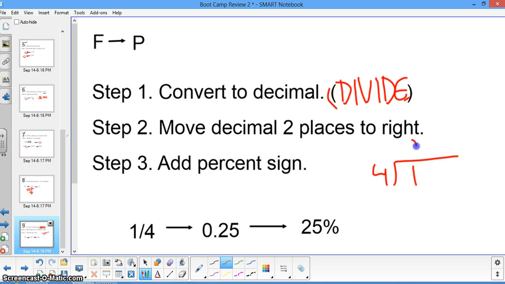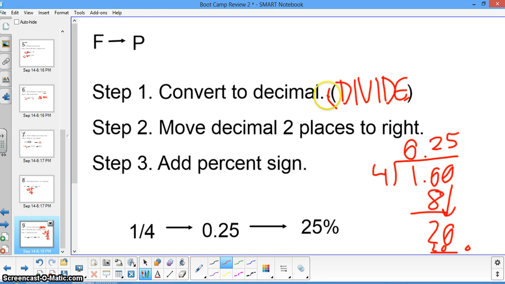4 goes into 1 0 times. Add your decimal. 4 goes into 10 2 times. You get 8. Remainder of 2. Bring down another 0. 4 goes into 20 5 times. So I have a 0 remainder. So that's how you get decimal 0.25. Again, those parentheses meant to divide. From there, move your decimal 2 places to the right. So 1, 2, and then add your percent sign. And that's how you convert fractions to percents.